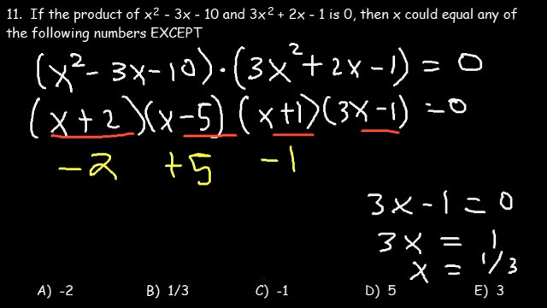Now we're looking for the exception. So we could eliminate answer choice A, we could eliminate B, we could eliminate C, and we could eliminate D, because we have those 4 answers, negative 2, 1/3, negative 1, and 5. So the exception is E. X does not equal 3 in this equation. So therefore E is the right answer for this problem.